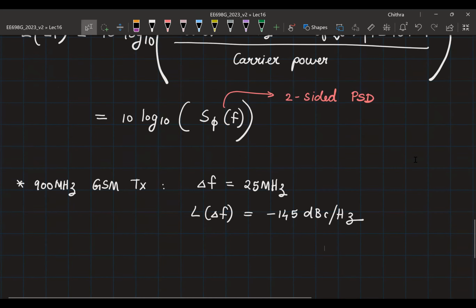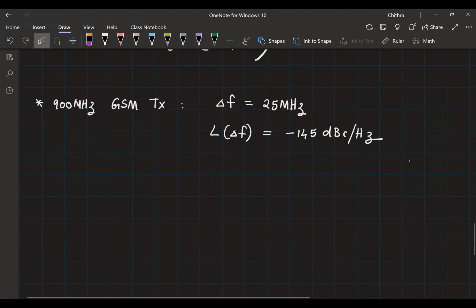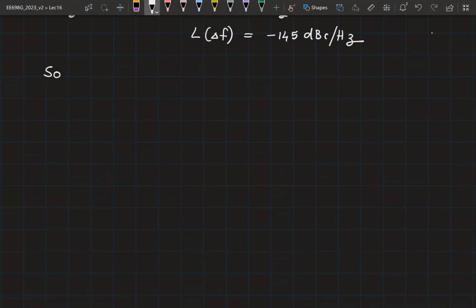So now a very simple question. We have done detailed calculations of S phi of f now. Can you tell me the unit of S phi of f? It is a PSD. So what is the unit?